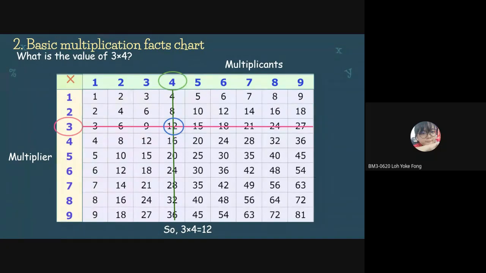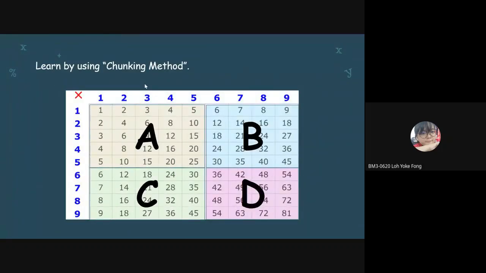Then when we need to find 3 times 4, we look at the row of 3, and 4 is the column at 4. We need to move to 4. So we ask students to find the intersection between these two numbers, which is 12. So students will know 3 times 4 equals 12. Then next slide. Jing.